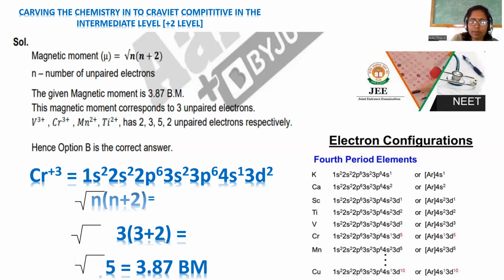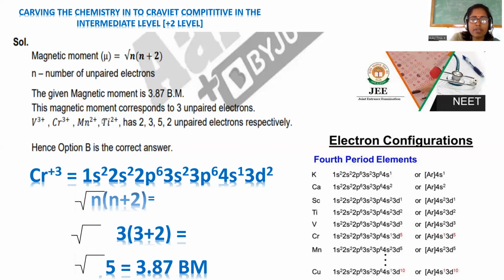Under root 3 into 3 plus 2 is the formula. So under root 3 into 3 plus 2 will become under root 15. It should be taken as under root 15. Under root 15 value is calculated as 3.874 magnetons. This is the actual value provided within the problem, right?